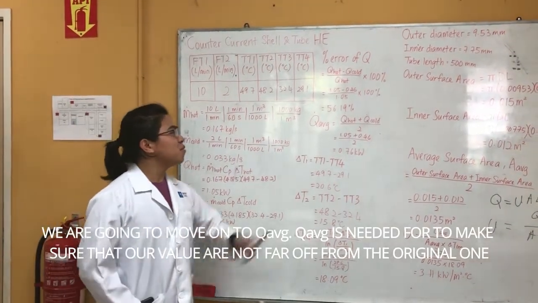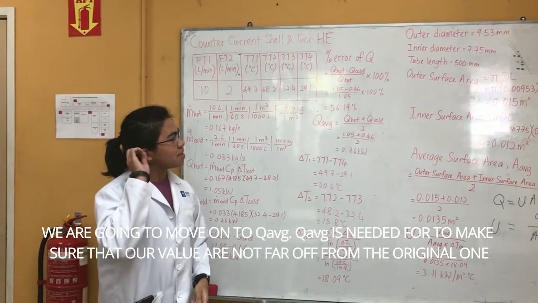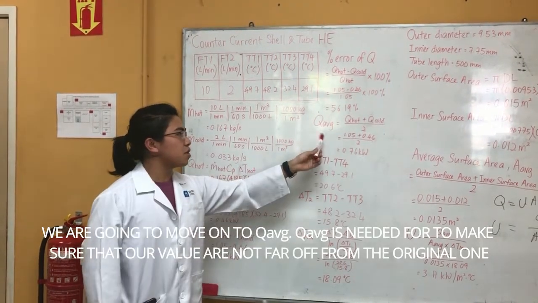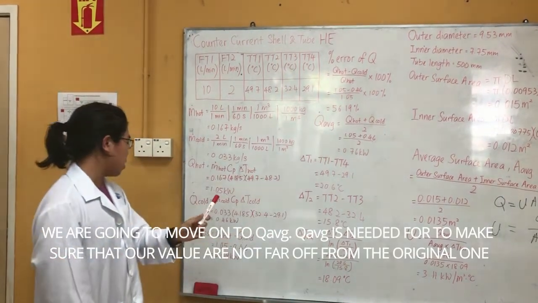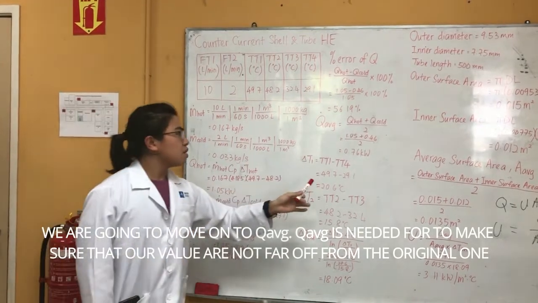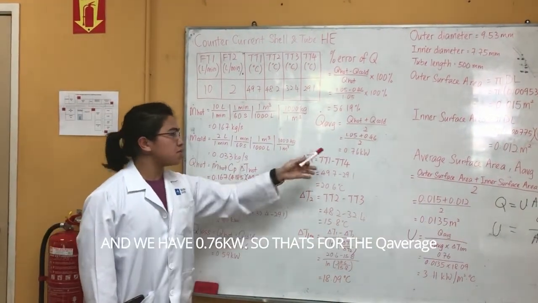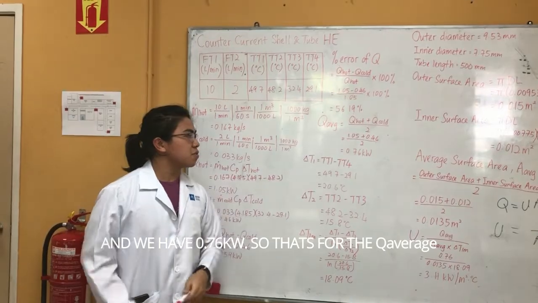but anyways, we're gonna move on to the Q average. So the Q average, we just needed this to make sure that our reading is not far off from the original one. So we have 0.76 kilowatts.